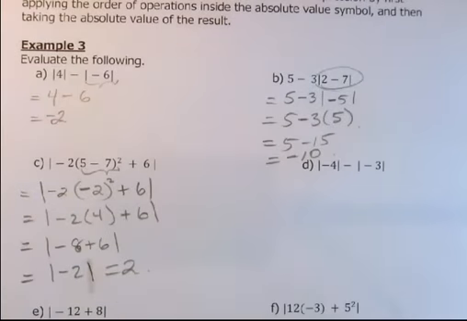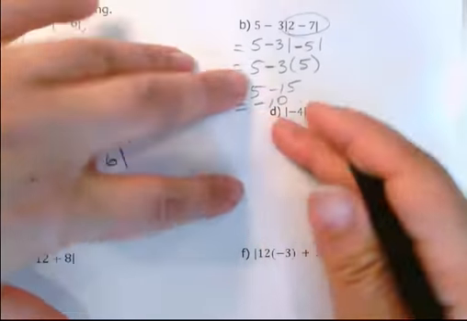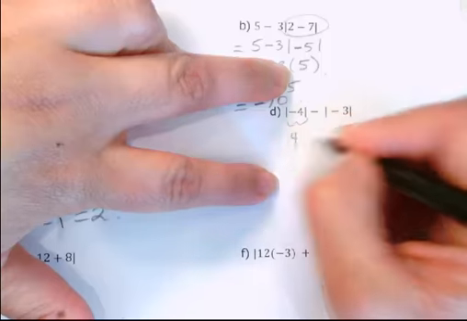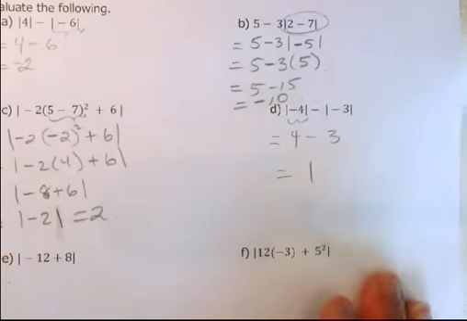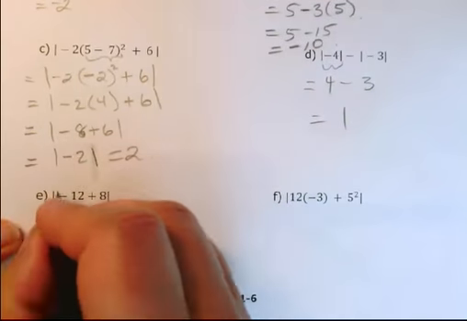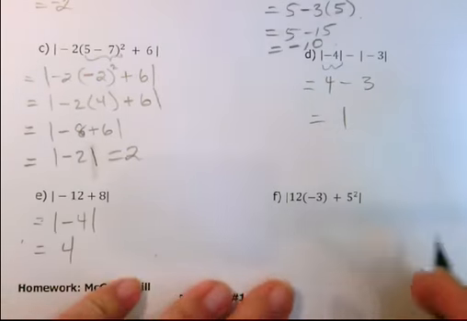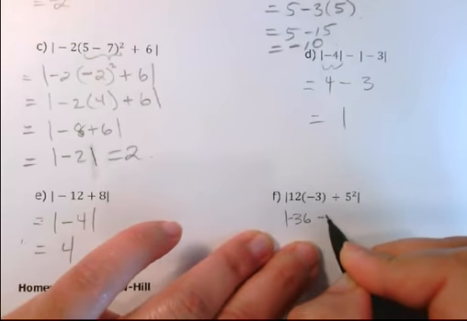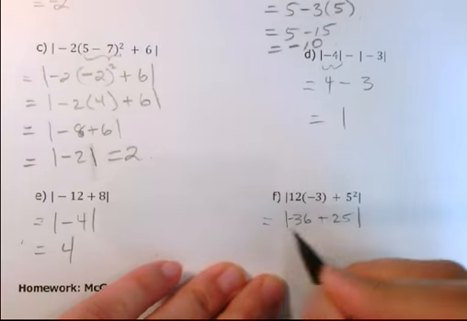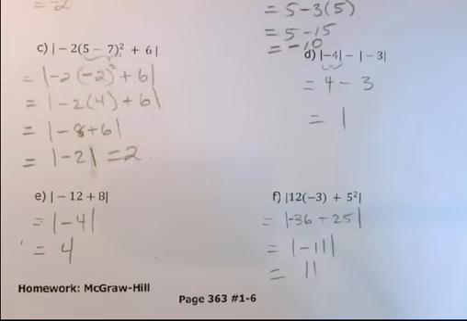Okay, so we're back. I'm having troubles there. All right, so then here, the answer to this one is, well, that's a 4 minus 3. The answer is 1. This here, the answer is 4. And this one, negative 36 in there, plus 25. That's all in the absolute values. And we get the absolute value of negative 11, which is 11.